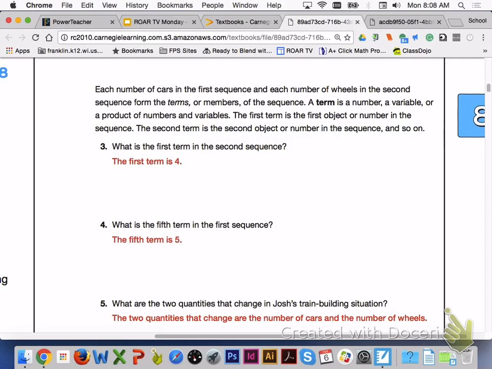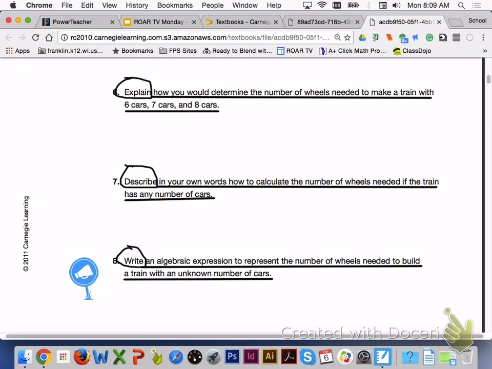For number 3, the first term in the second sequence for the number of wheels is 4. For number 4, the fifth term in the first sequence for the number of cars would be 5. For number 5, the 2 quantities that change are the number of cars and the number of wheels. Please answer number 6, 7, and 8 with your group members.